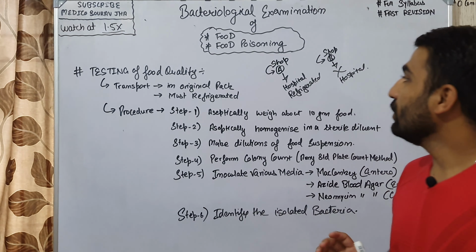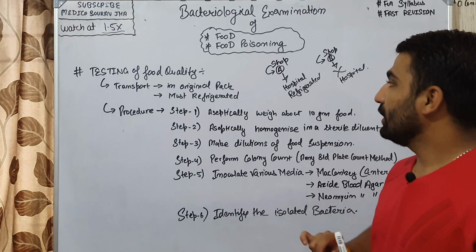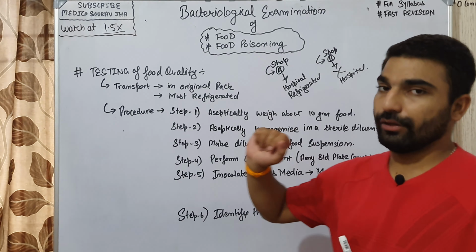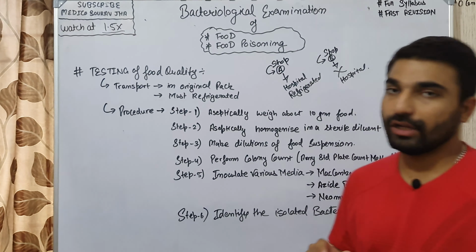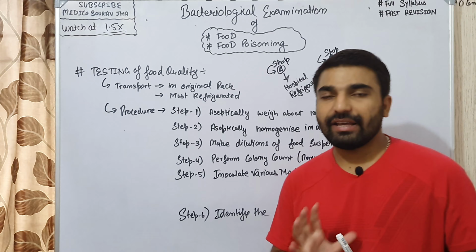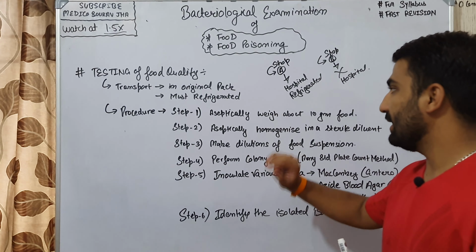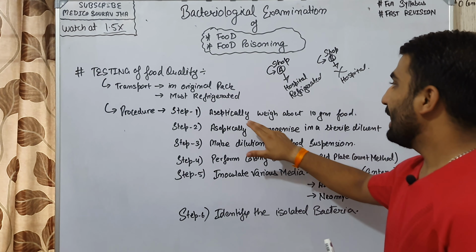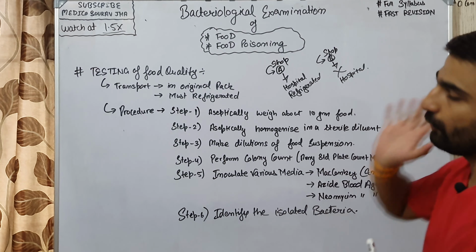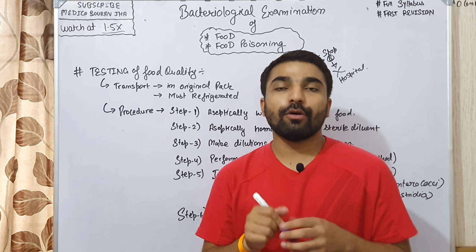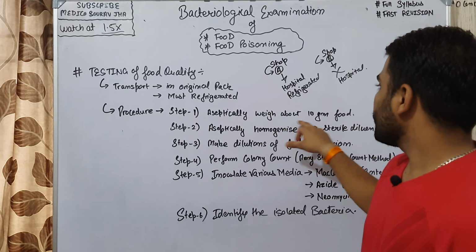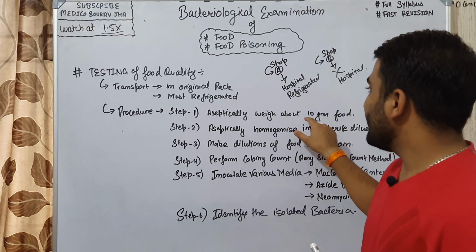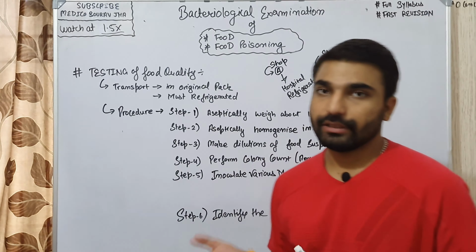So what is the procedure of testing the food quality? It is a very simple and very standard procedure. Let's follow it step by step. Step 1 is to aseptically weigh about 10 gram of food. Keep 10 gram of food, and weigh it aseptically.